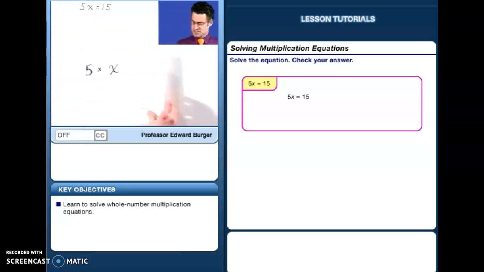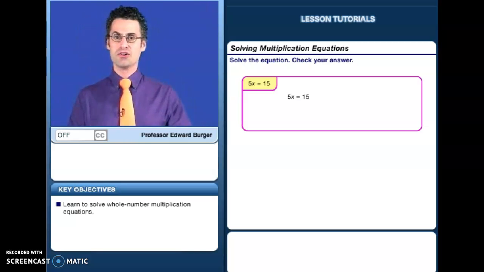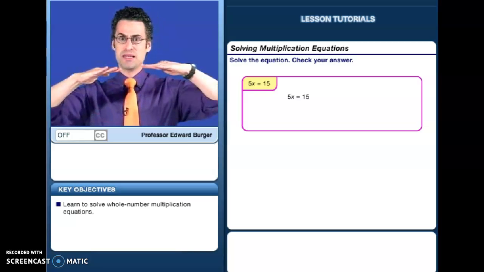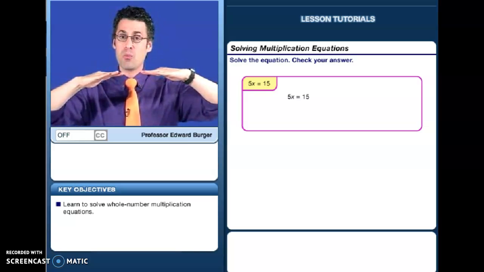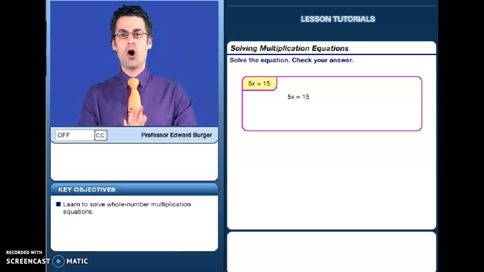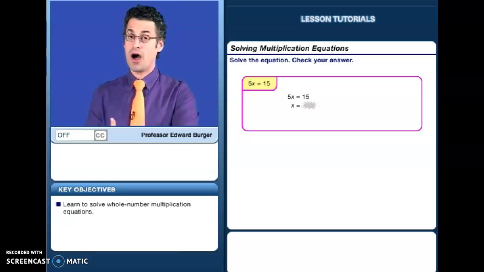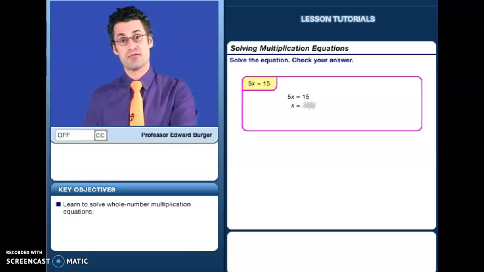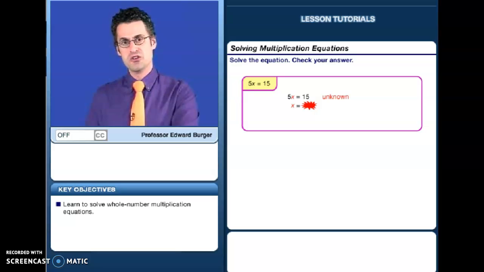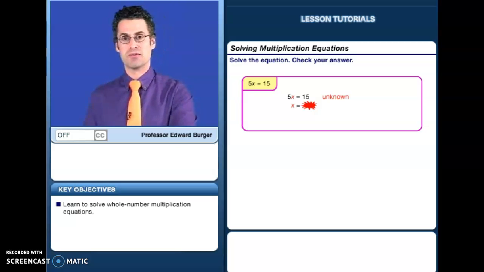Okay, now how are we going to solve this? Well, the strategy is the same as before. What we want to do here is think of this as a perfectly balanced scale. And what I want to do is work on one side so I have x all by itself, x equals the number. Because x is some unknown number to us, and we want to find it. So what we have to do is figure out how we're going to undo multiplication by 5.